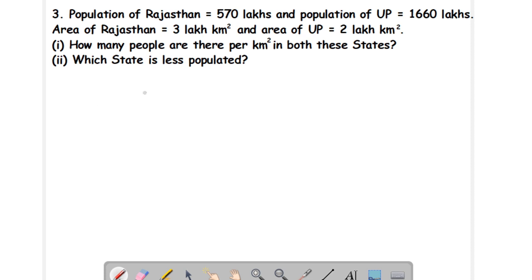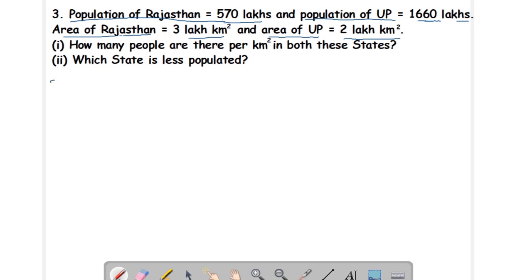Now come to question number 3. Population of Rajasthan is 570 lakhs, and population of UP is 1660 lakhs. Here area of Rajasthan is 3 lakh kilometer square, and area of UP is 2 lakh kilometer square. Now first question is, how many people are there per kilometer square in both these states? Say first part.